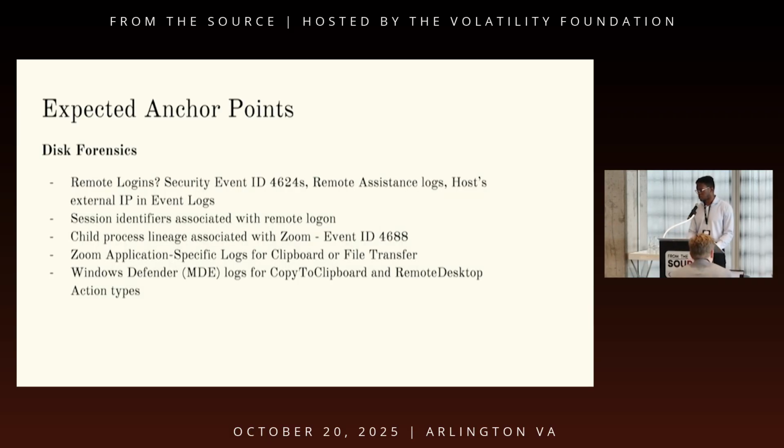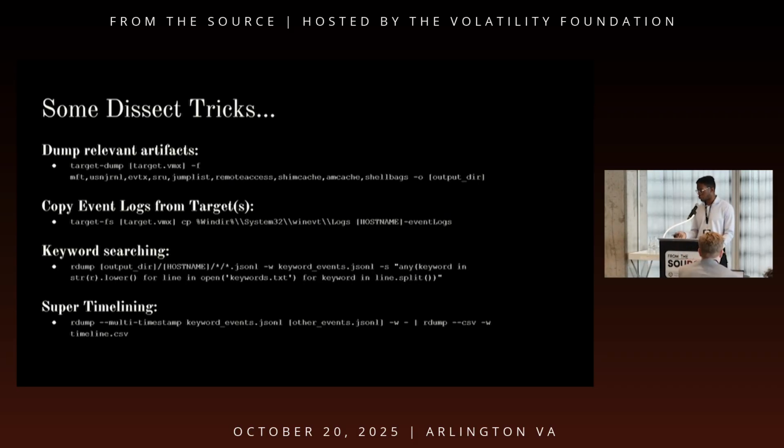Just going over a couple of the things that I mentioned, I was hoping for certain anchor points. If there's a remote login, we've got a session ID, and we can pivot using that. If we've got child processes from Zoom, ideally those are all captured in the 4688s that we're auditing. And if there are any Zoom-specific logs, maybe some of them are plain text, and we can take a look at whether there's anything being logged for file access or copying the clipboard. And then, of course, these are the Windows Defender logs that I was mentioning that didn't end up being relevant here, but maybe I just don't know how to enable them for auditing.